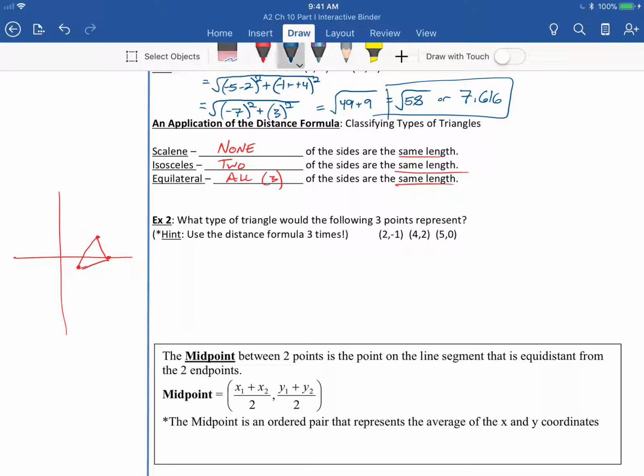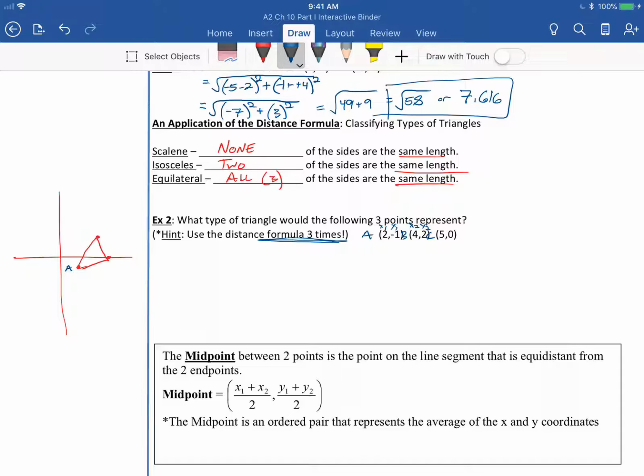Okay, so really what we have to do is we have to do the distance formula 3 times to find out what these lengths are. So let's go here. Let's use these 2 points first. Let's use an x1, a y1, an x2, and a y2 to go through this distance formula. So I can even call these, I think, A, B, and C.